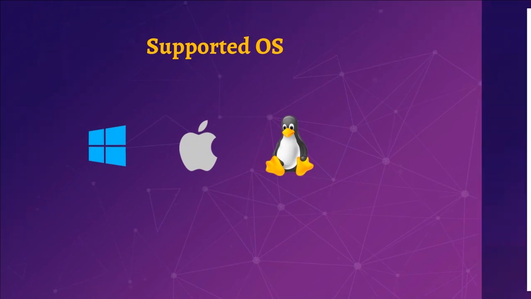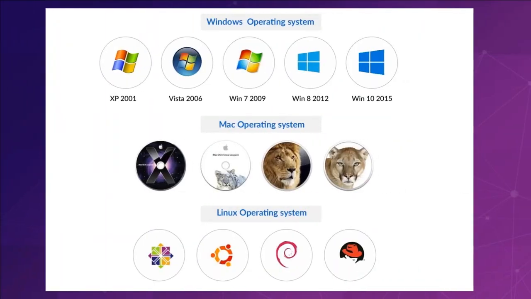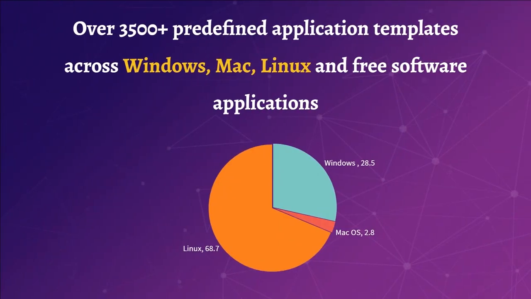Desktop Central supports all 3 operating systems. We support Windows, Mac, and Linux flavors, as you can see on the screen. And we do have over 3,500 predefined application templates across Windows, Mac, and Linux, from which you can choose and install the application. You can remotely deploy those applications from the console. Now, we'll be talking about these application templates while I go into the product.